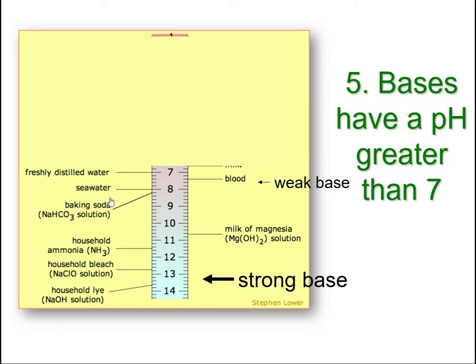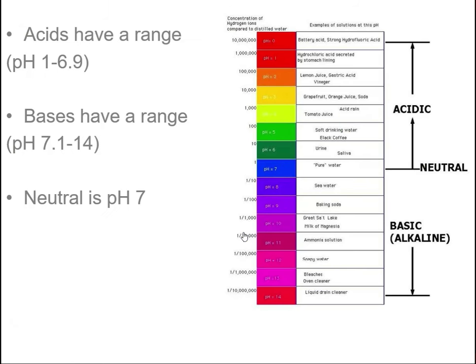So here's some things like seawater and baking soda and ammonia, bleach, milk of magnesia, which was mentioned in one of the examples. They all are basic, they have high numbers on the pH scale. So if you're thinking in terms of acids, acids go from 1 to just below 7. Bases are basically in the 7.1 and up, and neutral is exactly 7.